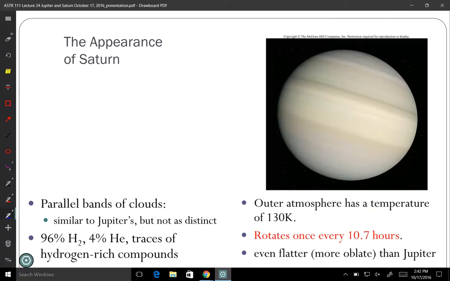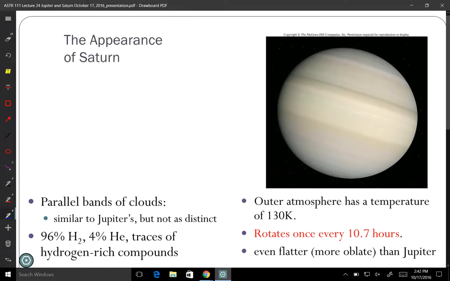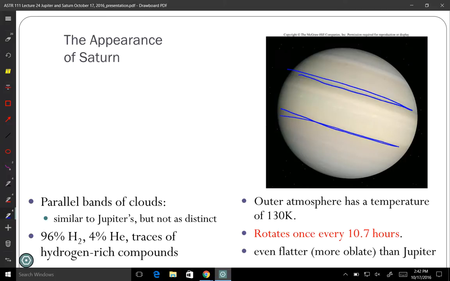Okay, then if we look at Saturn, once again, this is Saturn without the rings. You see that Saturn also has these belts and zones, things like that, but they're not as clear. Why are they not as clear? The reason is on this slide, but maybe not where you expect. Not as clear because it's cooler.